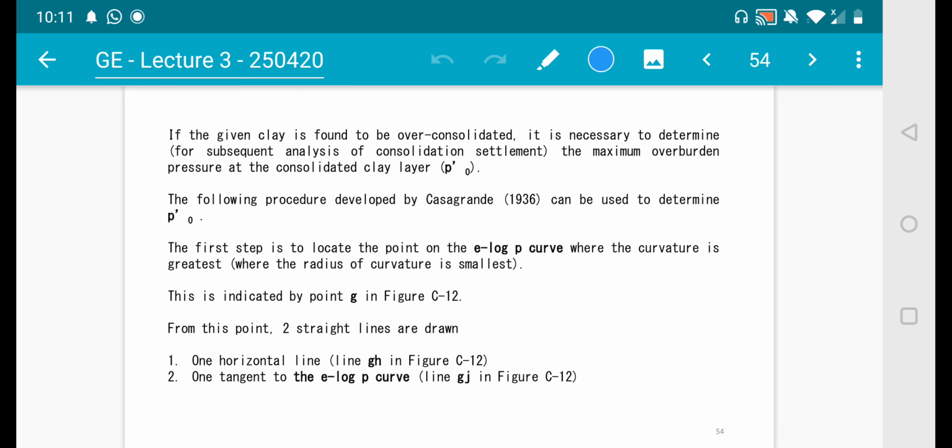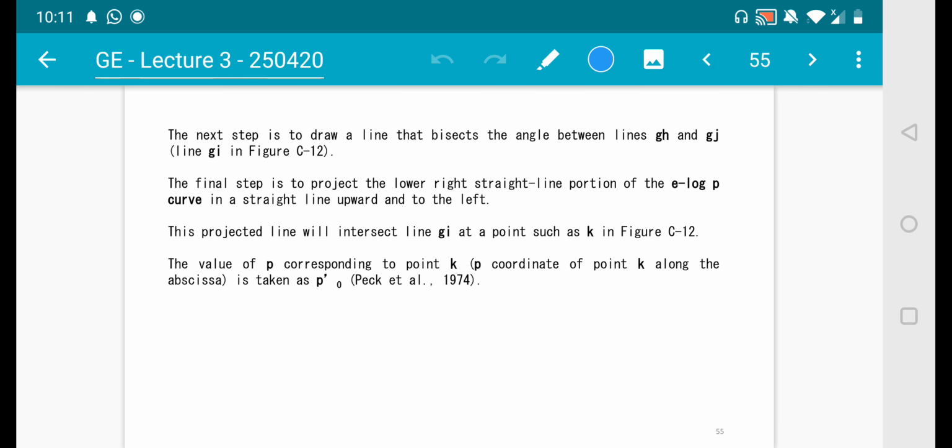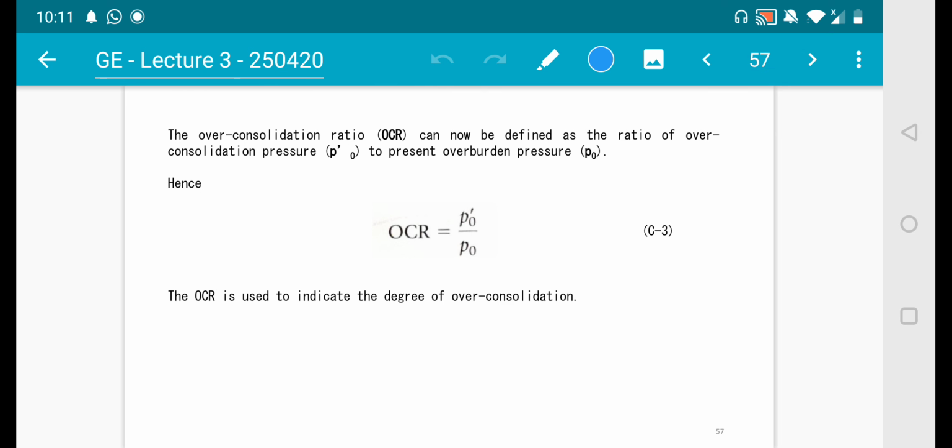Moreover, for overconsolidated clay, you can also find the maximum overburden pressure. You have a step-by-step process. Again, you have to define this line GH first, first step, second step, and then this step, so in the end, K. Please read this and find the step-by-step process to get the maximum overburden pressure, which is denoted by this symbol here.